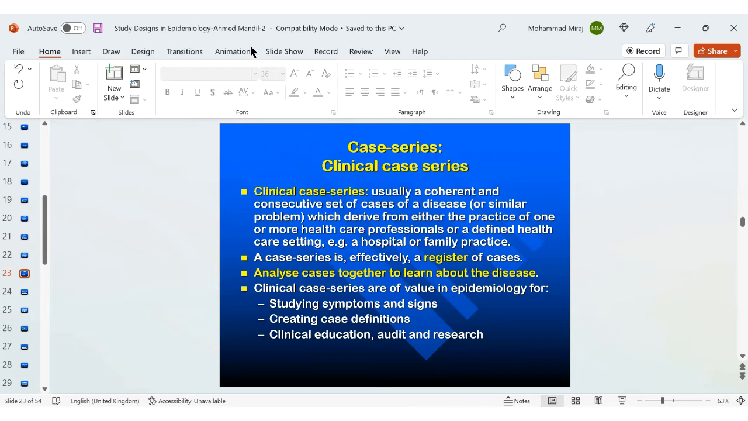And then clinical case series are of value in epidemiology. Why? Because they help us to study the symptoms and the signs. They also create different case dimensions, and they contribute to clinical education as well as to audit and research. So these are areas where they can be used. Is it clear? Yes, sir.